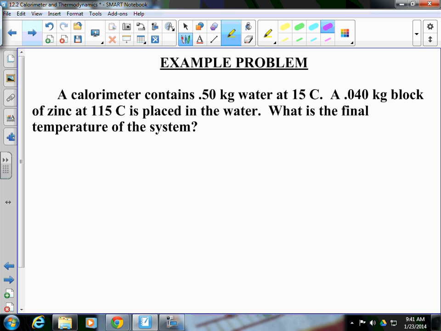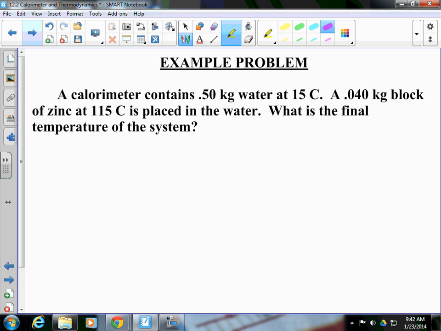So when we take a calorimeter equation and we do a real life problem such as this, we have a calorimeter that contains 0.5 kilograms of water at 15 degrees Celsius. A 0.04 kilogram block of zinc at 115 degrees is placed in the water. So we just placed a really hot block of zinc into our water. What's the final temperature of the system going to be?